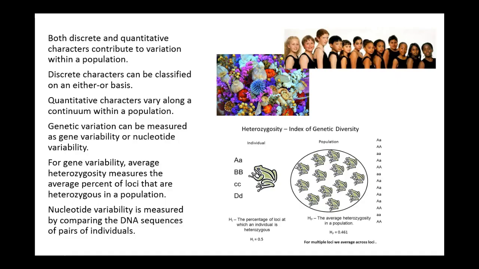There are two characteristics that contribute to variation that can be discrete and also quantitative. Discrete, you can think of this as an either or, so either you have white flowers or pink ones. And quantitative, you can think of white and then everything in between till you get to pink. And so the variation can be measured, genetic variation. We can calculate it, measure it by looking at changes in nucleotides.